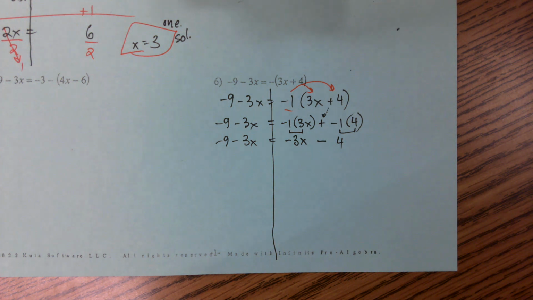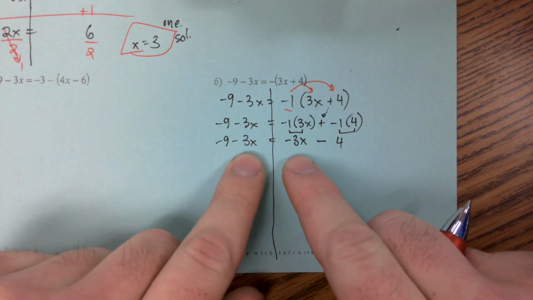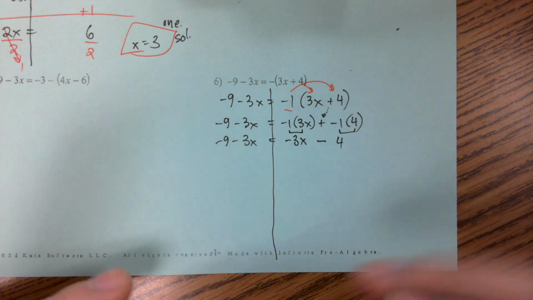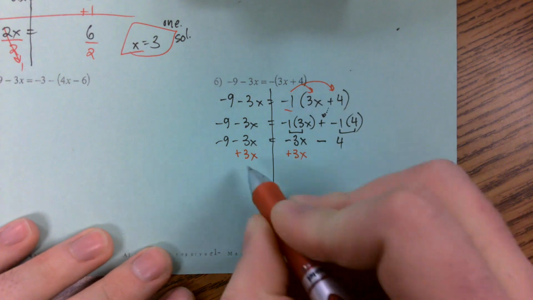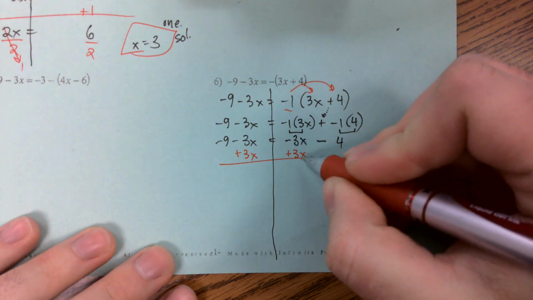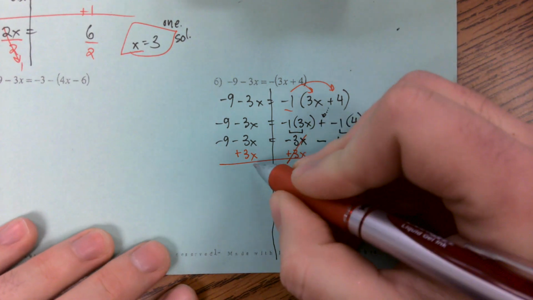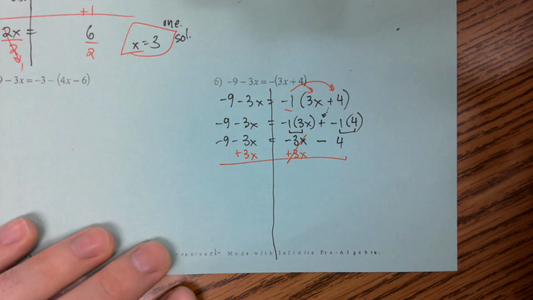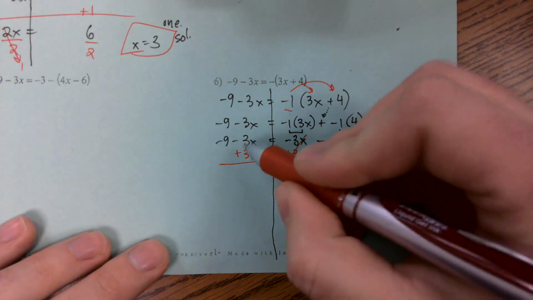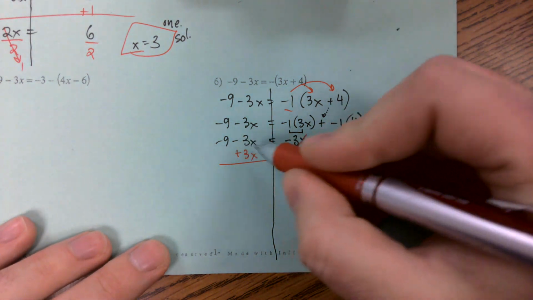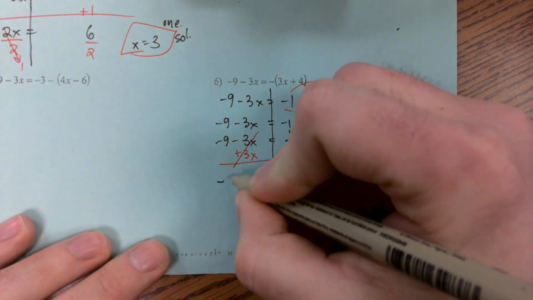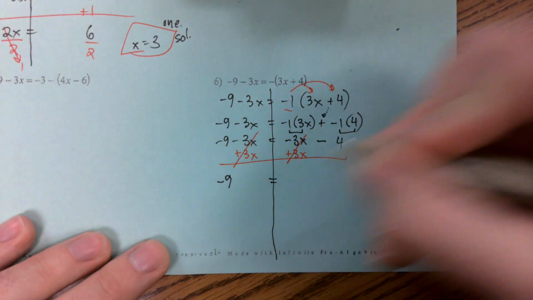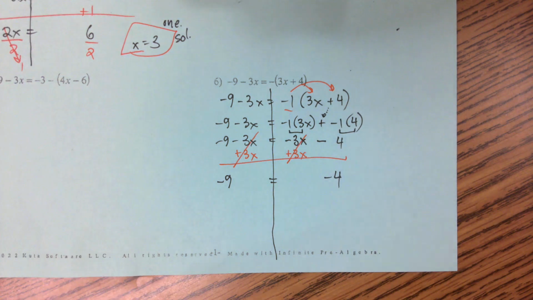All right. Again, variable term, constant term. Let's rearrange this by adding our variable term to both sides. We see that minus 3x plus 3x cancels out. And then we see on the left-hand side something peculiar, because this is the same thing. Negative 3x plus 3x, those are going to cancel out, leaving us with negative 9 equals negative 4.